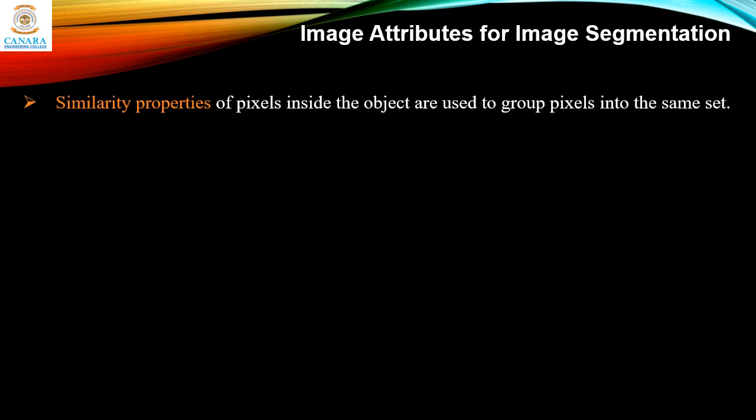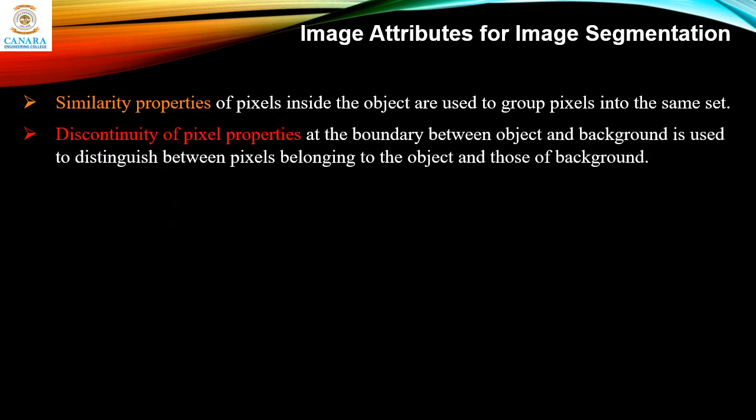What are the attributes that we consider while performing segmentation? First thing is the similarity property of pixels inside the objects we can use. Basically, we can use the similarity property to group pixels into the same set. And we can also use the discontinuity of pixel properties at the boundary between object and background to distinguish between pixels belonging to the object and those of background.